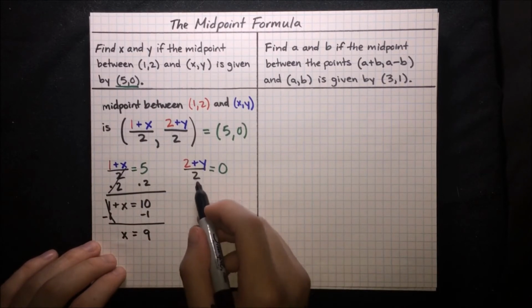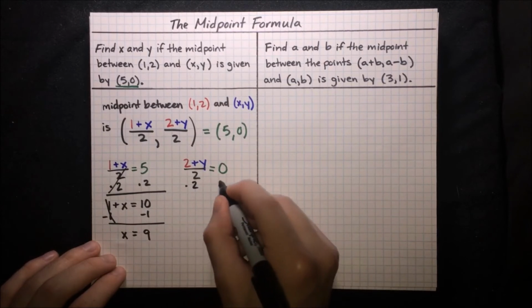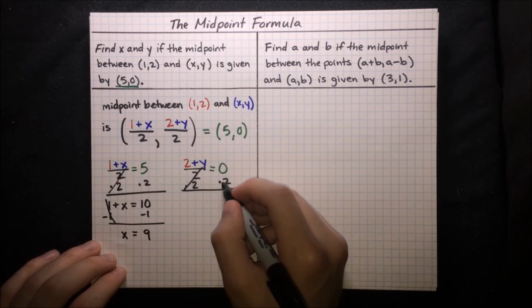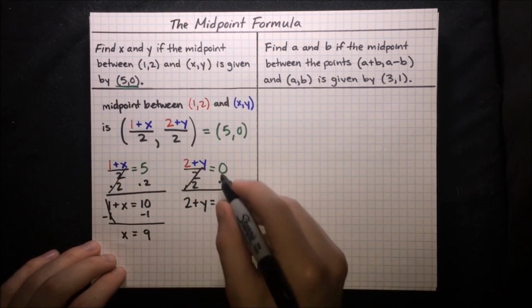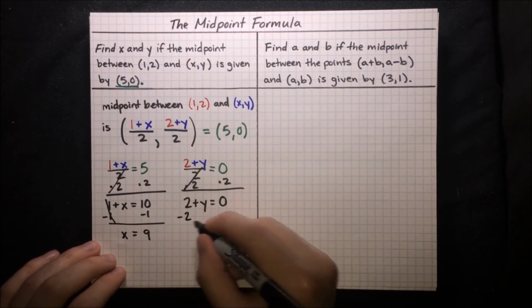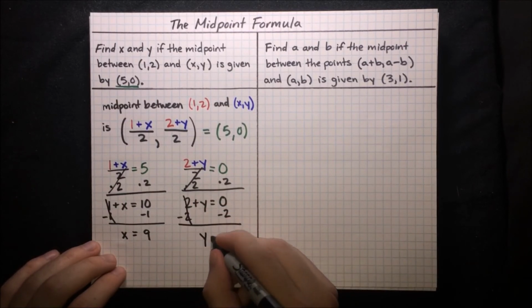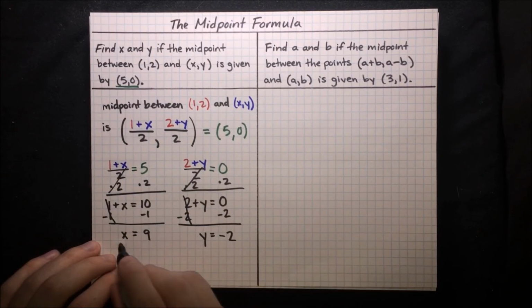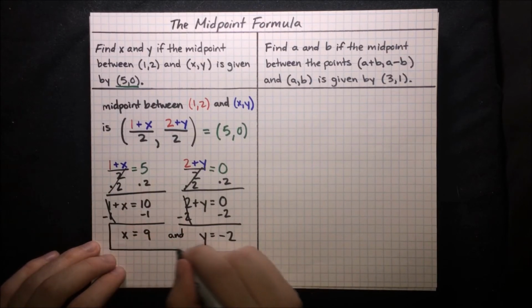We can do a similar thing for the y equation here. It's over 2, so multiply by 2 on both sides to get rid of that 2 in the denominator. So that cancels out, and then we just have 2 plus y on this side. So 2 plus y equals 0 times 2, which is still just 0. And then subtract 2 from both sides. That cancels out the 2, and we just have y equals 0 minus 2, which is negative 2. So there's our solution. X equals 9, and y equals negative 2.